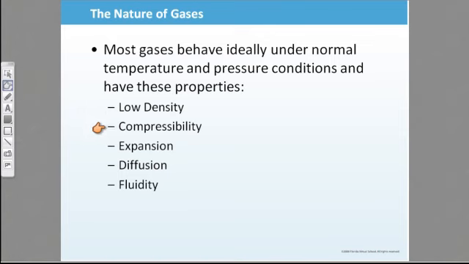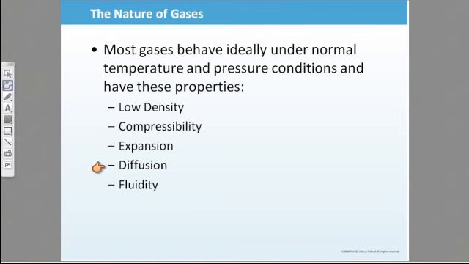Compressibility. Of course, we know that gases, because they are spread out like that, there's lots of empty space between them. Therefore, we can push those molecules closer together. And that is called compressibility. Expansion. Just the opposite of that. If you take a certain amount of gas particles and you put them into a bigger container, then they are just going to naturally spread out and fill that container. So just as you can compress them, they can also easily expand.